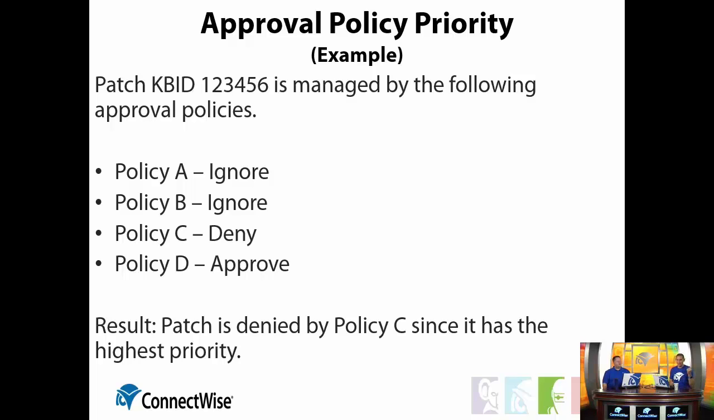Still, that one deny is going to trump everything. So patch is denied by policy C since it has the highest priority. Understanding these priorities and how they're getting applied, we have to break it down. My update and reboot policies are in the order of the grid. My approval policies only matter about the classification of the patch. That's paramount for understanding patch management.